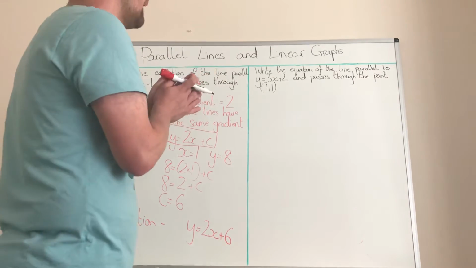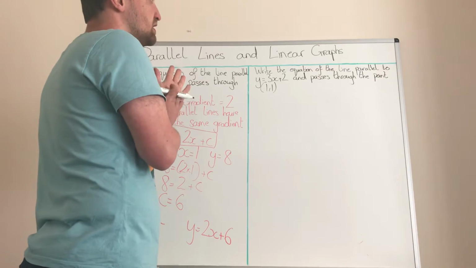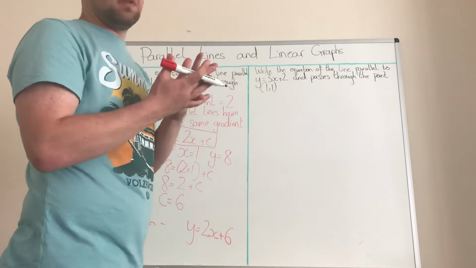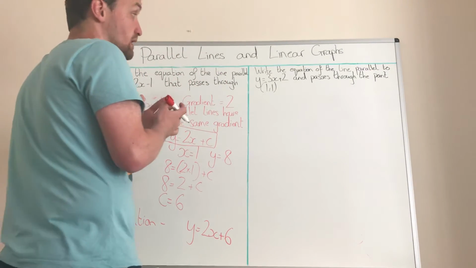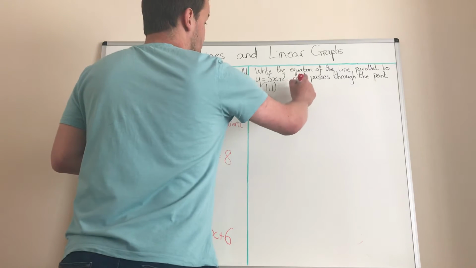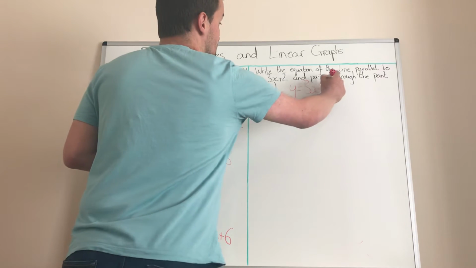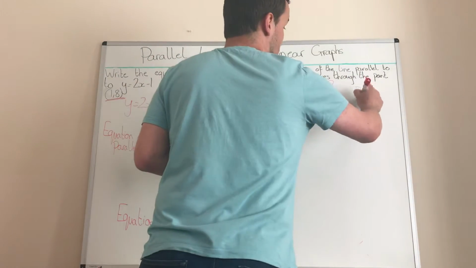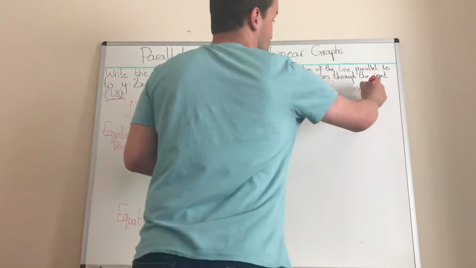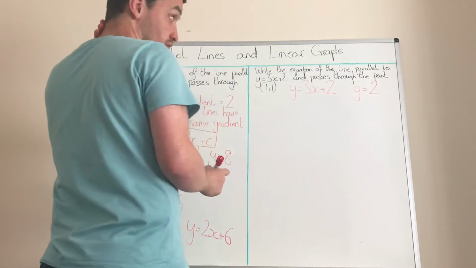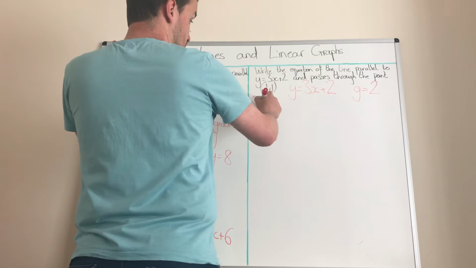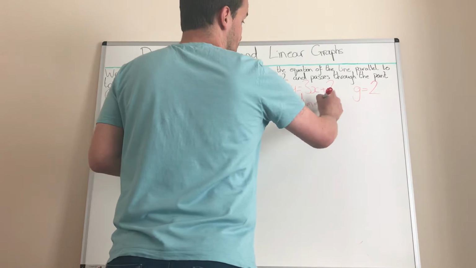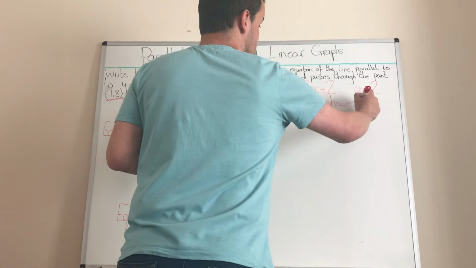Write the equation of the line parallel to y equals 3x plus 2 that passes through the point (1, 1). Exactly the same method, we just need to use different numbers. So we've got y equals 3x plus 2. Our gradient here, I'm just going to call it g, but it means gradient, is 3. The thing we need to remember is that parallel lines have the same gradient.